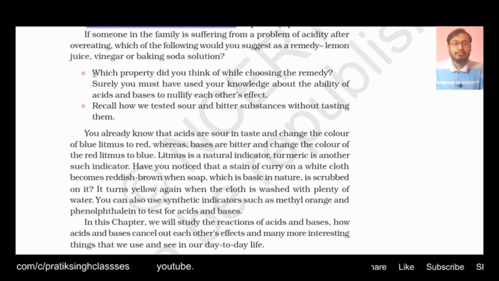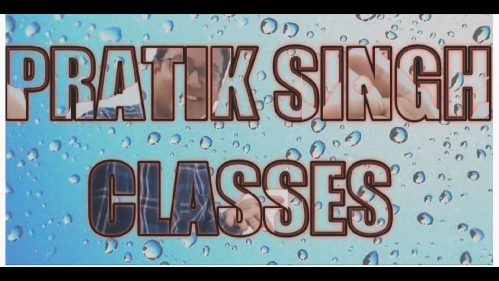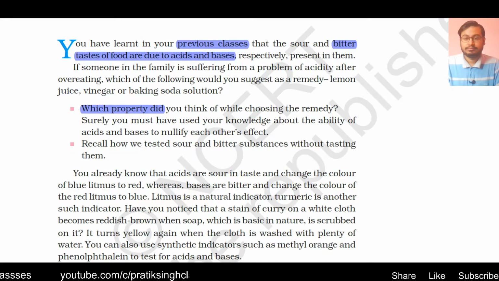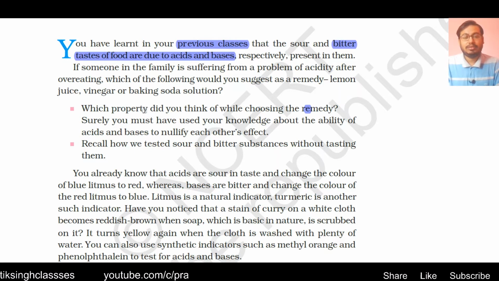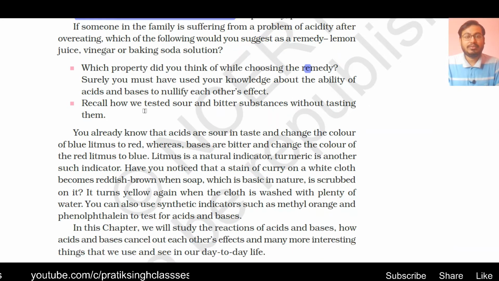We know the property first, that, alright, which property did you think of while choosing the remedy? That means, while you have to give the remedy for acidity, what property will you think of? Acidity means in the stomach there is a secretion of acid in high amount, and the person is suffering from stomach pain.